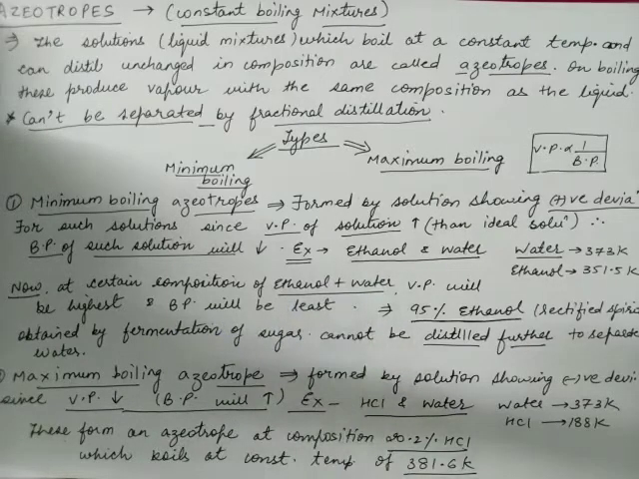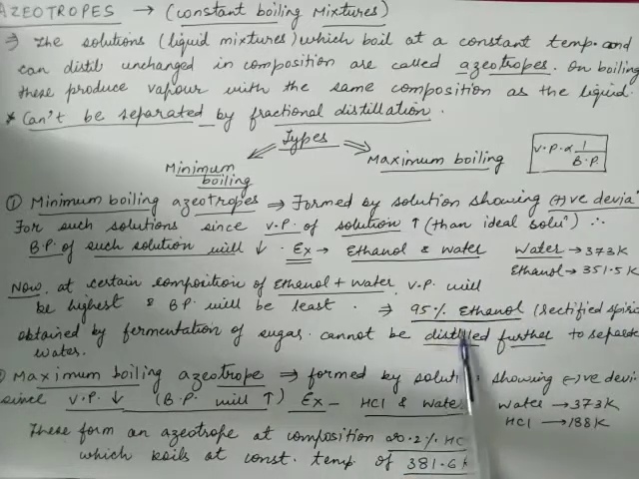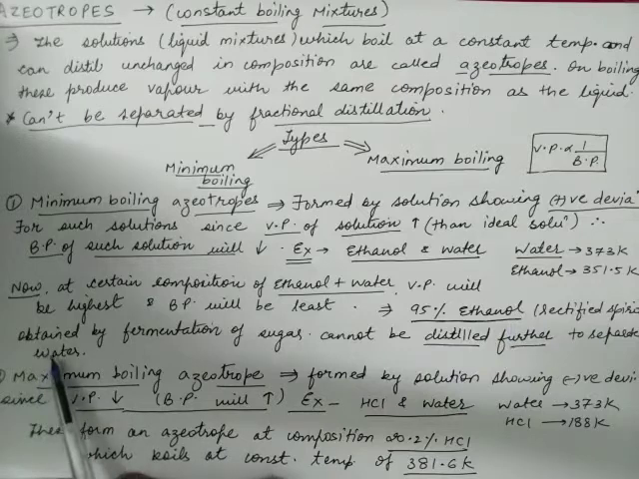And what is that composition? Where the vapor pressure of the ethanol solution is maximum, and that composition is 95% ethanol, which is also known as rectified spirit. So this 95% ethanol behaves as an azeotrope. It is a minimum boiling azeotrope. It is having least boiling point, and this 95% ethanol is obtained by fermentation of sugar.